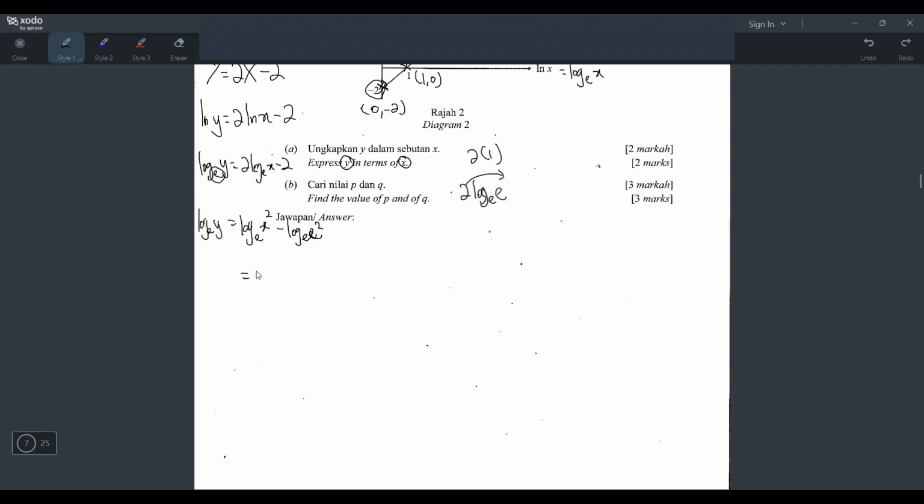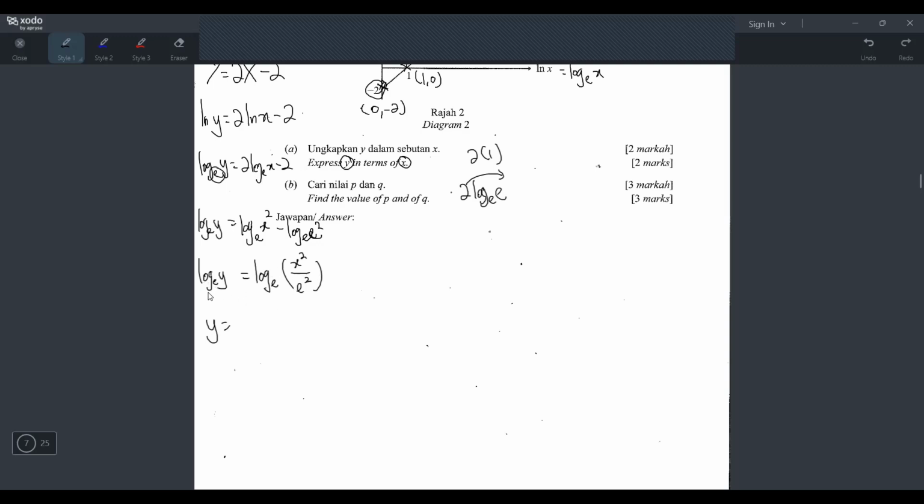Okay, now can I make it into a single log? Yes. Single log minus single log becomes a single log divide. So it will be x squared divided by e squared, and the other side is still log e of y. And finally, I can find my y. I can move the log to the other side.